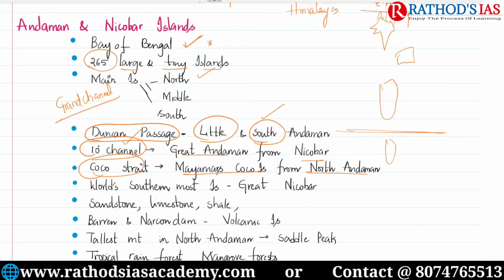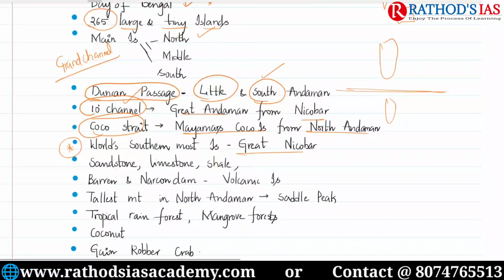And the world's southernmost island is also a very important prelims fact. The world's southernmost island here is Great Nicobar Island. Great Nicobar is the biggest of the Nicobar Islands, and it is also the world's southernmost island. Next you have to see the active volcanic islands in Andaman and Nicobar. We have Barren and Narcondam. Barren Island and Narcondam Island are volcanic in origin, and they are located towards the north of Port Blair.